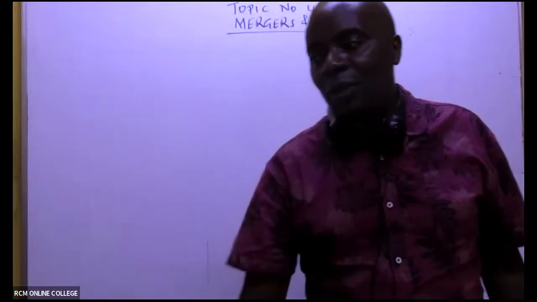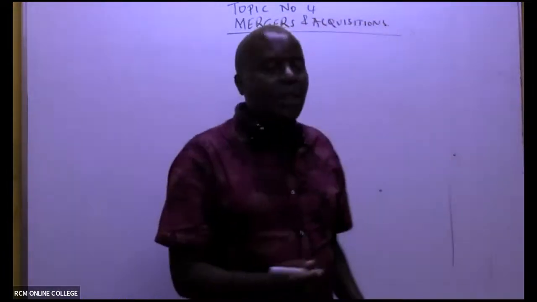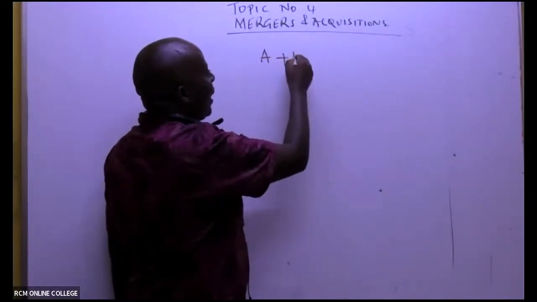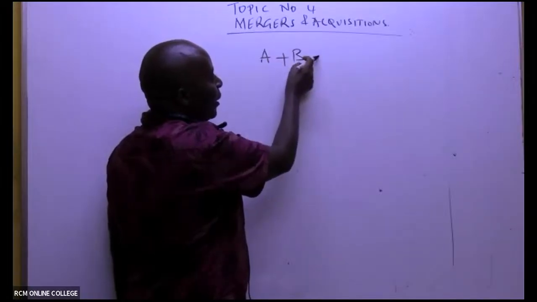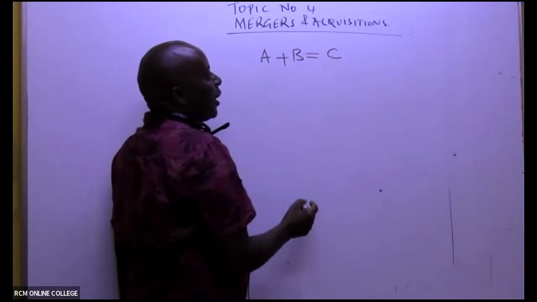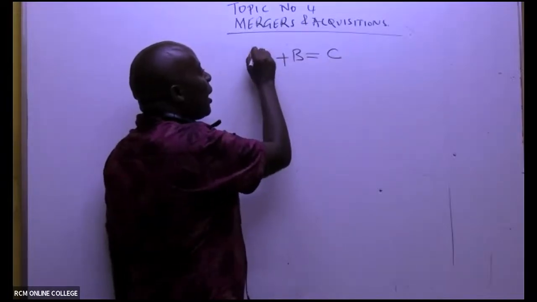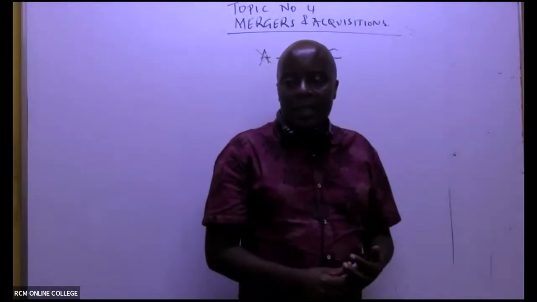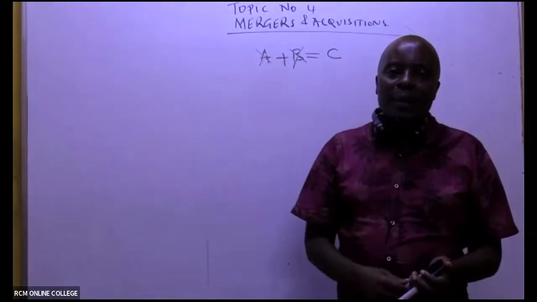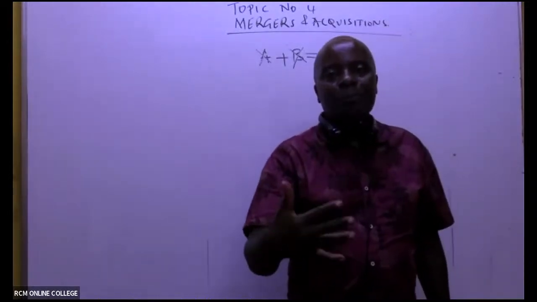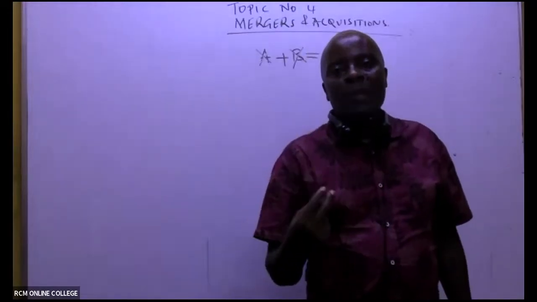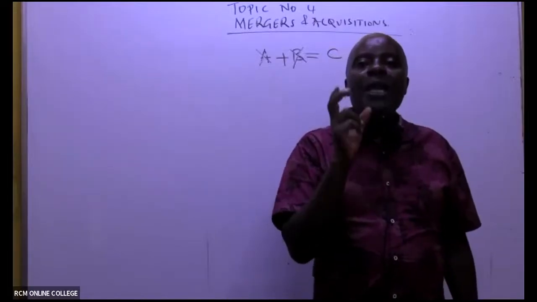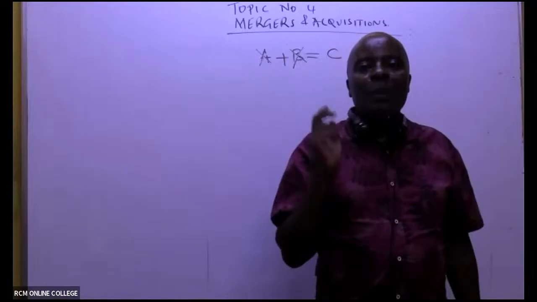Ladies and gentlemen, don't write any notes here because already you have notes. If you have two companies, we have here company A and B, then they come together to create a new company called C, in a way that the original companies lose their identity. Then this kind of an arrangement will be called a merger. So a merger is the coming together of two or more companies which will lose their identity upon coming together to form a completely new company.